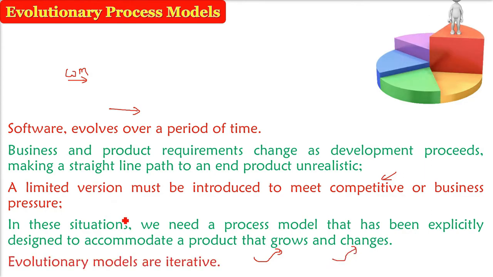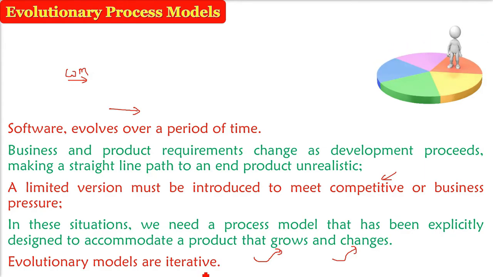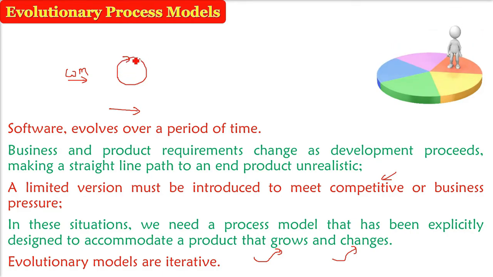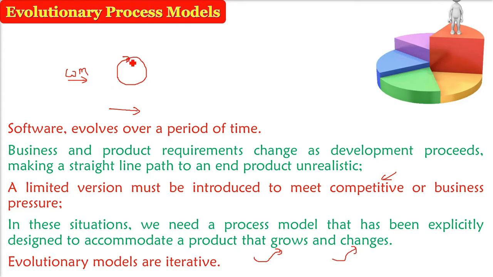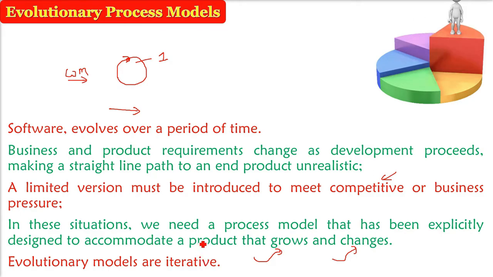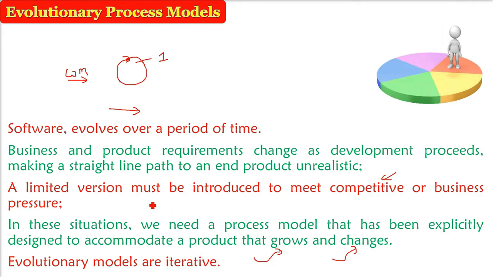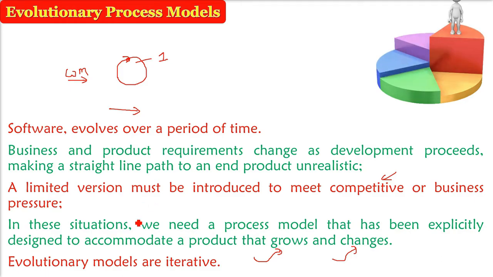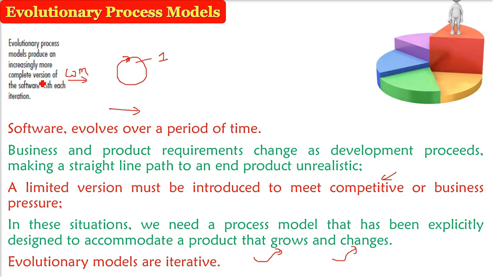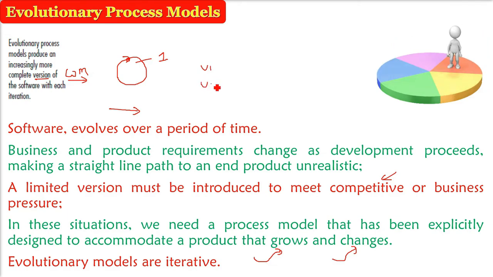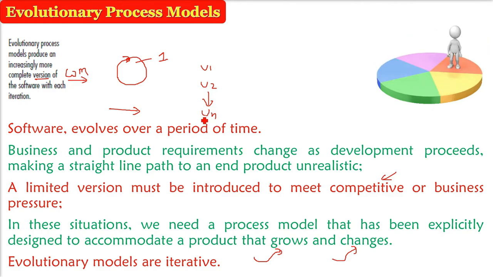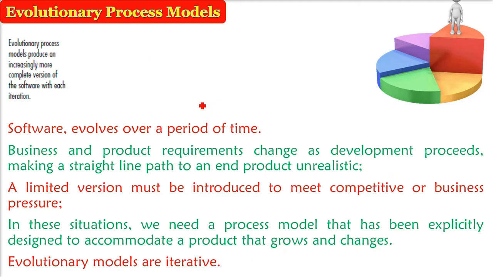Evolutionary models are iterative. Iterative means loop. For one loop, you will get some version. Another loop, you will get another version. So iterative means going around, taking care of all the SDLC steps, and then you get one iteration. Again, going through all the steps, you get the second iteration. It's like a for loop or a while loop. So these are the evolutionary process models. They give us increasingly more complete versions like version 1, version 2, till the version which is accepted by the user. And in this, each iteration is something added to the previous iteration.